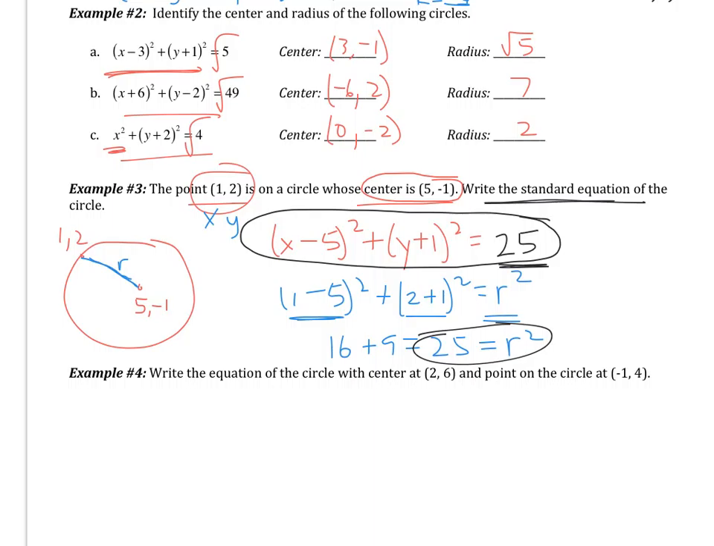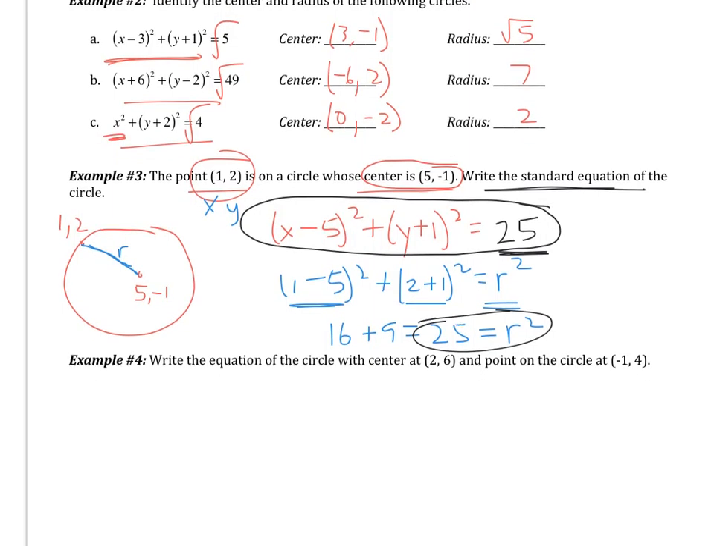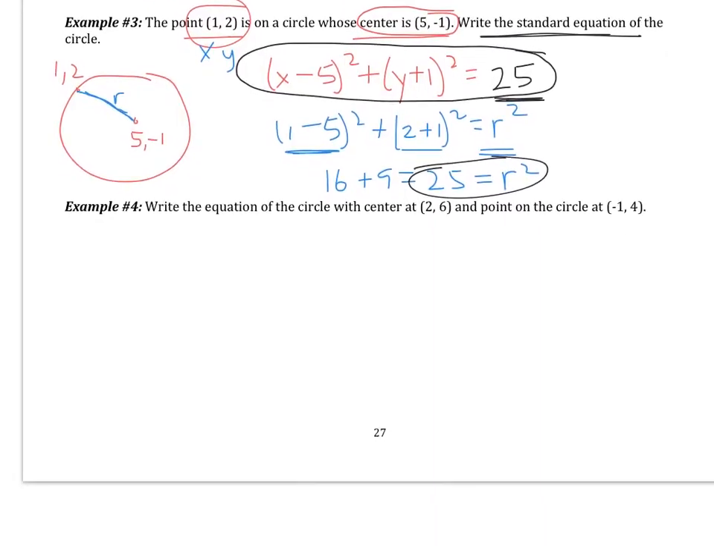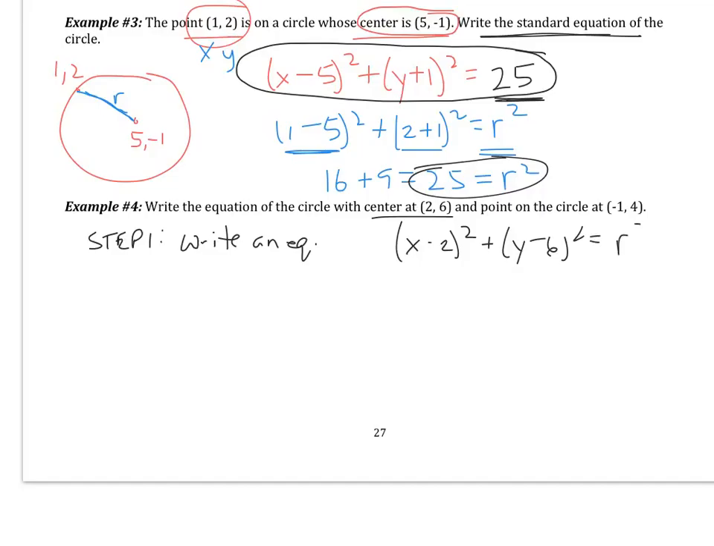So if we do this one more time, okay, I'll kind of go step by step with this. All right, your step 1, okay, is to basically write an equation. So I'm going to write, based upon the center being at (2, 6), (x - 2)^2 + (y - 6)^2 = r^2. Okay, step 2.